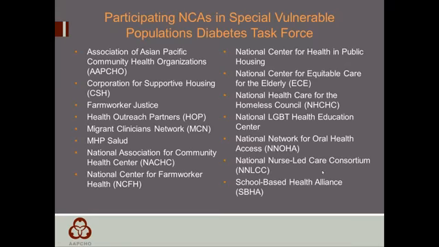We would also like to recognize the other national cooperative agreements who are participating in the Special and Vulnerable Populations Diabetes Task Force. This is a list of them here. I won't read through all of them. Hopefully many of you have participated in the two previous webinars, which were developed by some of the other organizations on this list, and we'll have a fourth and final webinar for this project year coming up, and you'll find out more information about that.